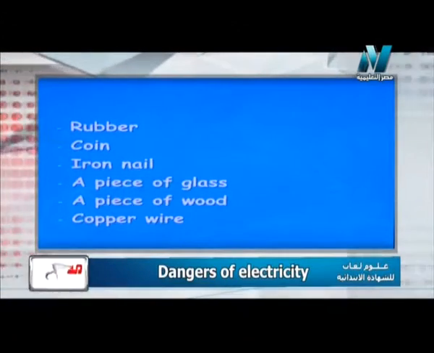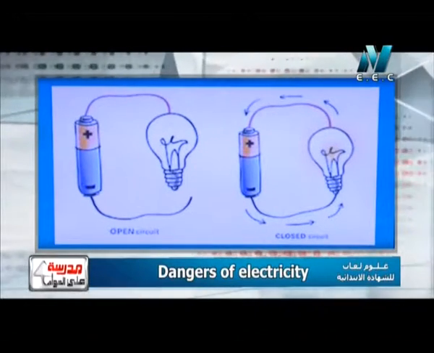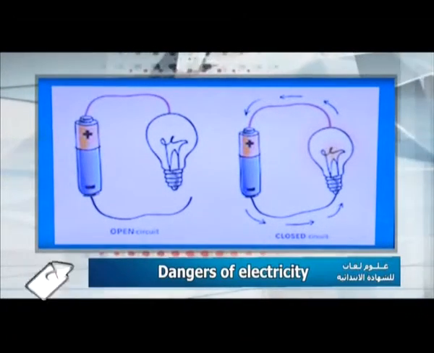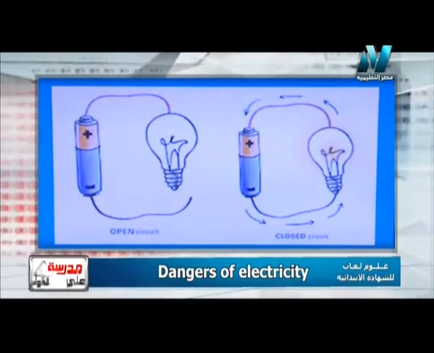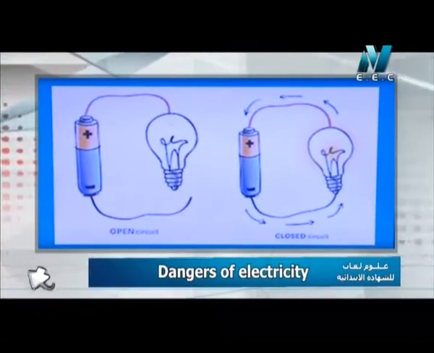So what about the two circuits? I have two circuits like them. Closed circuit on the right, دائرة مغلقة, which means that the lamp will light. It consists of, as we have studied, battery, the lamp, and the wire.